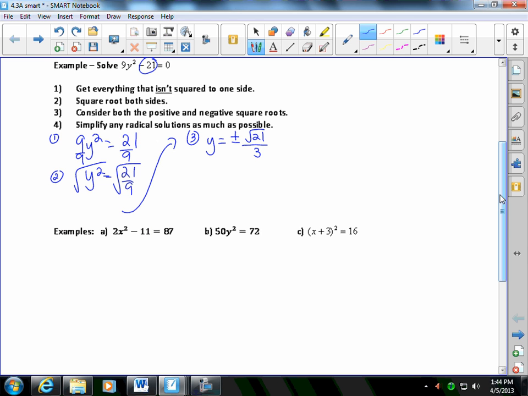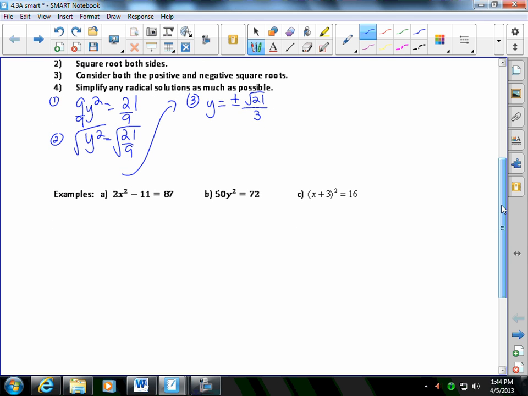So in the next 3 examples, we're just going to do the exact same thing. First of all, I need to take everything over that is not being squared, so I'm going to add 11 to both sides. So I have 2x squared is equal to 87 plus 11, which is 98. I divide by 2, so x squared is equal to 49. I've got my squared all by itself, so I square root both sides, so x is equal to plus or minus 7.